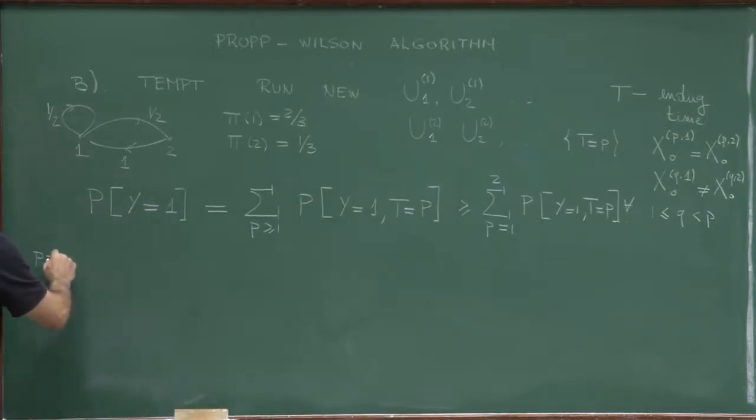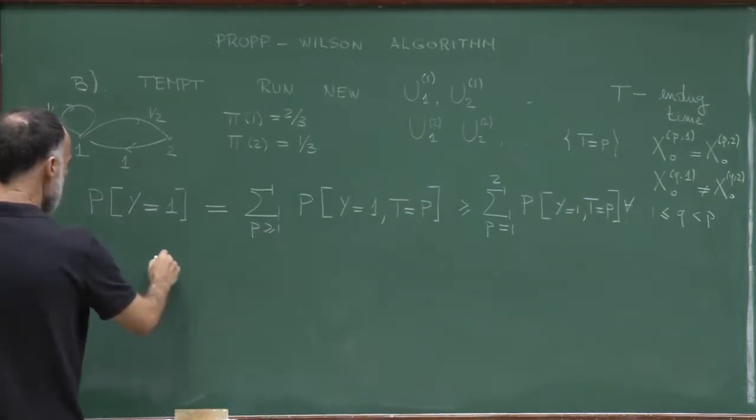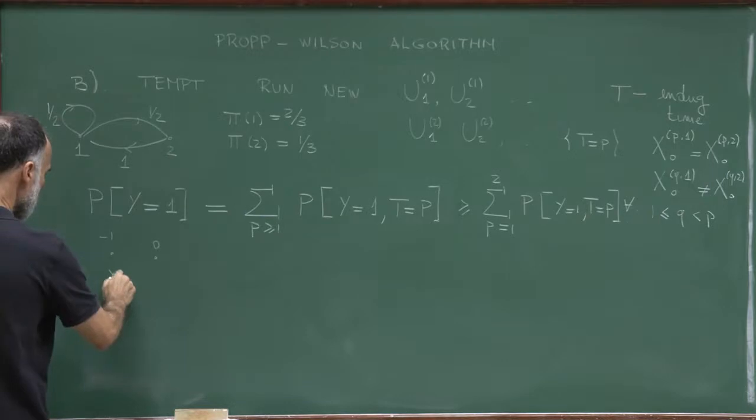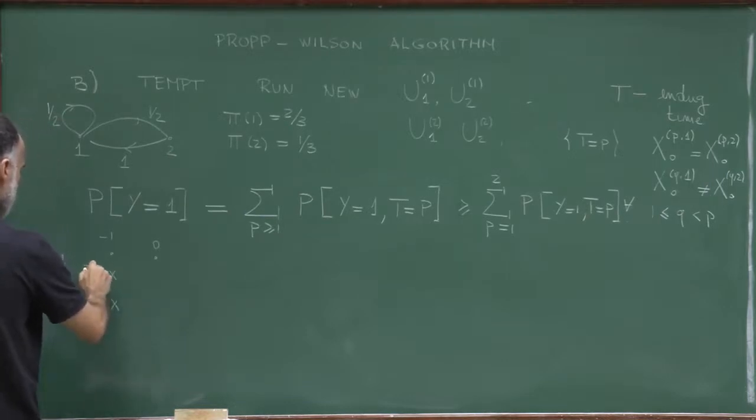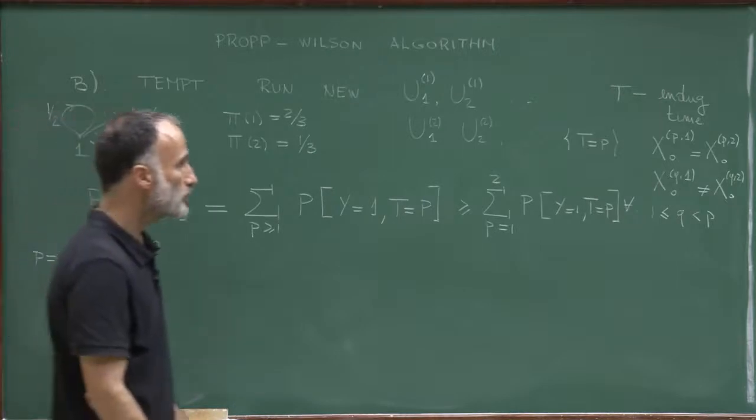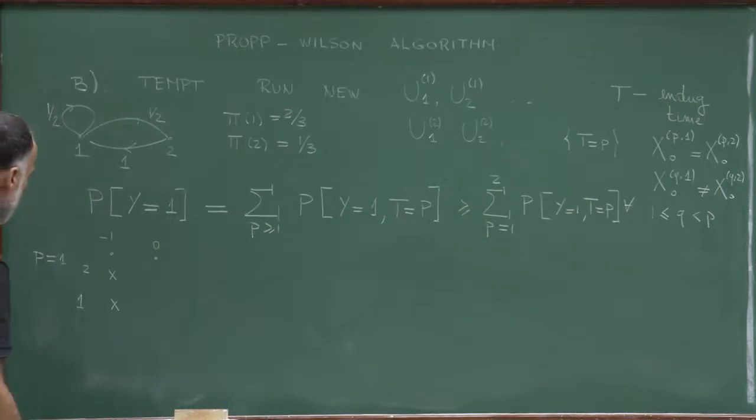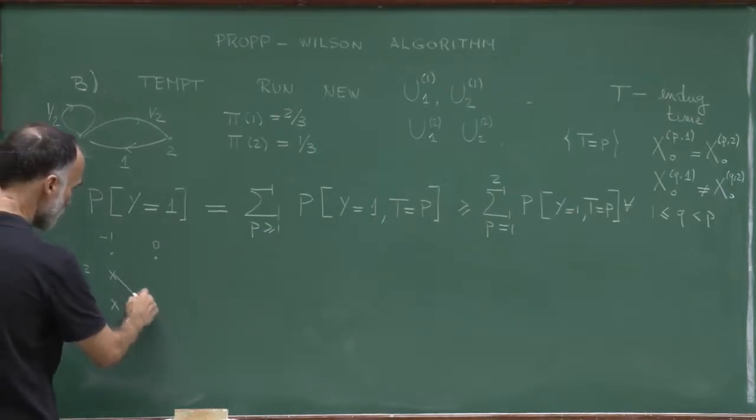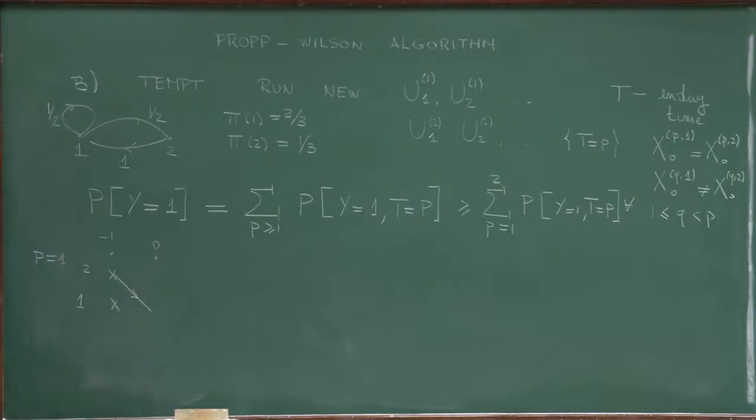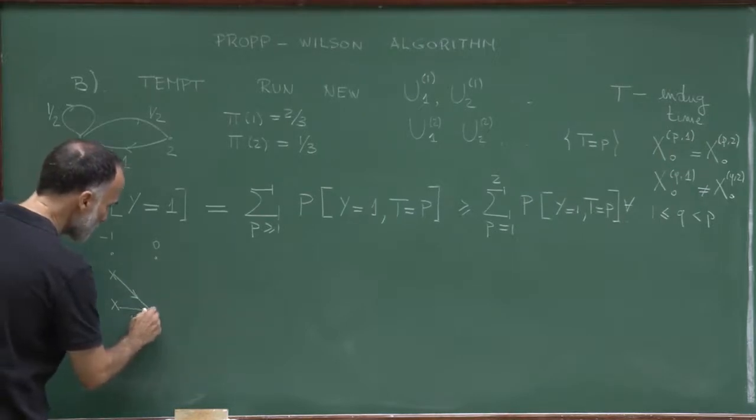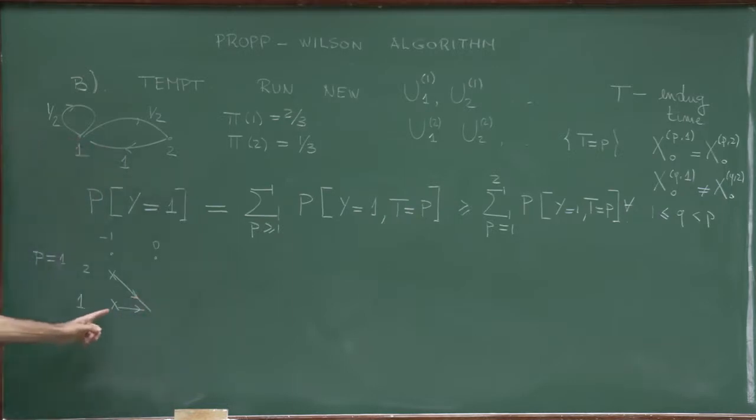For p equal to 1, so here we are at time 0. We started at time -1 from the configuration 1 and the configuration 2. We want the algorithm to be successful at stage 1. This means that the value at 0 has to coincide. So 2 jumps to 1, and this means that we want the process starting at 1 to jump also to 1.